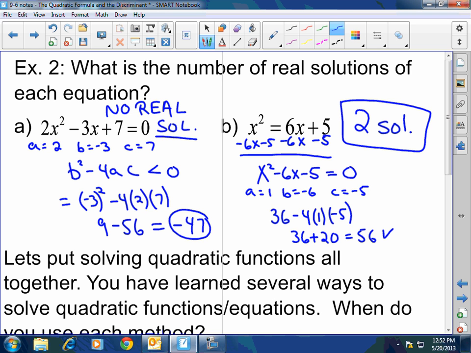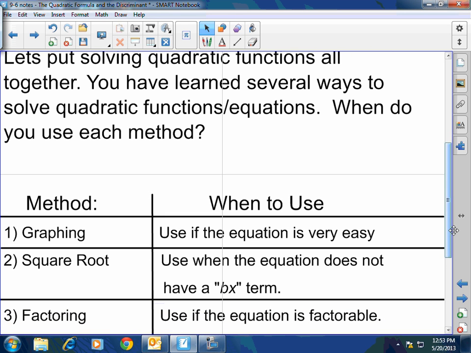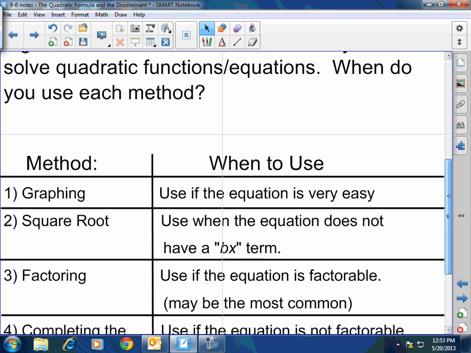Now, let's put solving quadratic functions all together. You have learned several ways to solve quadratic functions and equations. When do you use each method? That's the question. When do we use each method? Well, let's start with graphing.